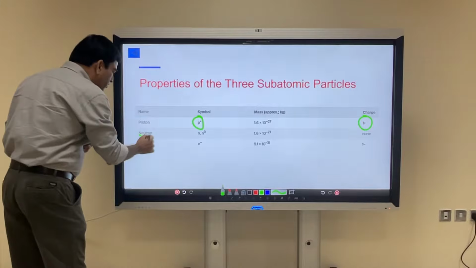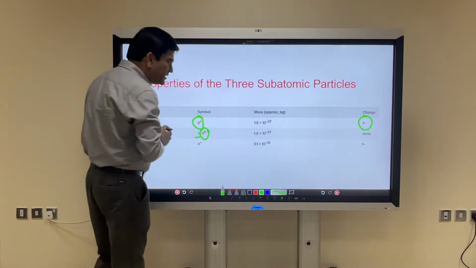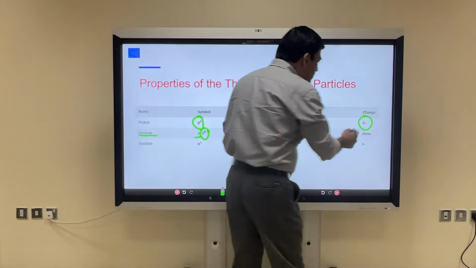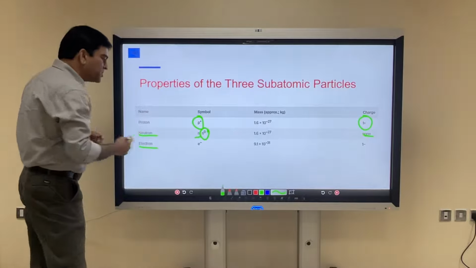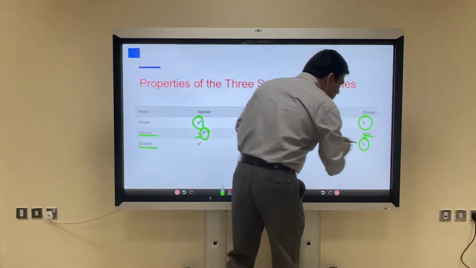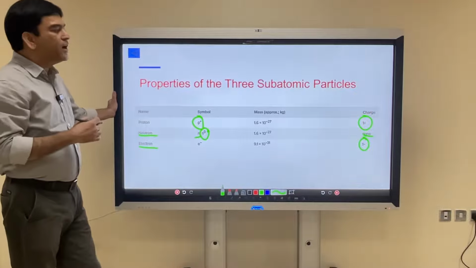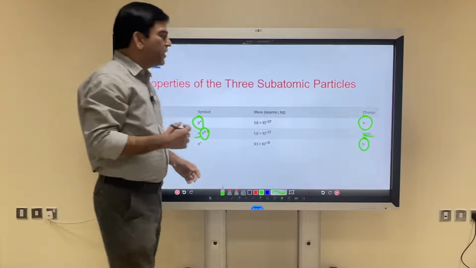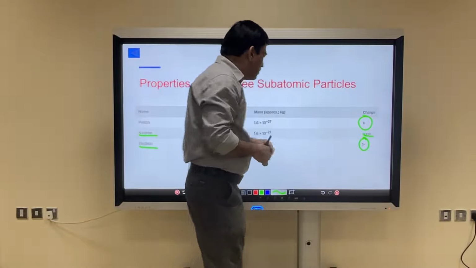Then you have neutron. It has a symbol like N, because it has no charge. And finally you have electrons, which have a mono negative charge, or you can say a -1 charge. So again, protons have a mono positive charge, and electrons have a mono negative charge.